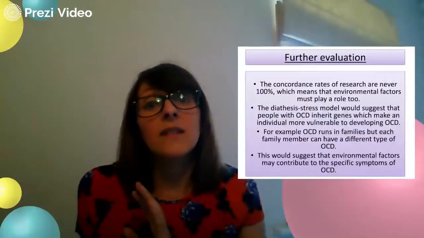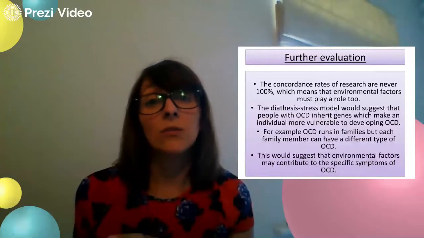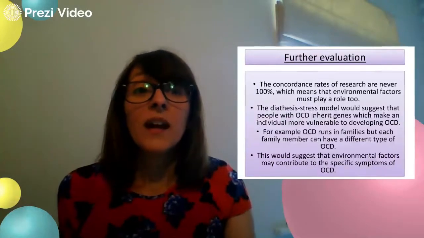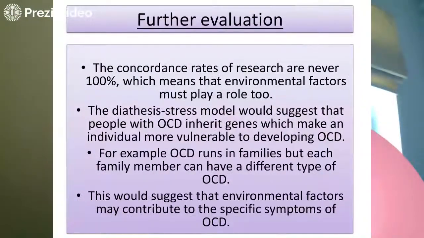So the final thing is a further evaluation, and this is a really good evaluation point to link in with that nature-nurture debate for paper 3. So if you look here, the concordance rates are never 100%. So when we're looking at twin studies, we never find that there's a 100% concordance rate. So we can't say that 100% of their behaviour is caused by their genes. It's often much lower than that. Sometimes it's within the region of 50% or less. So this means that we have to take into account the role of the environment.